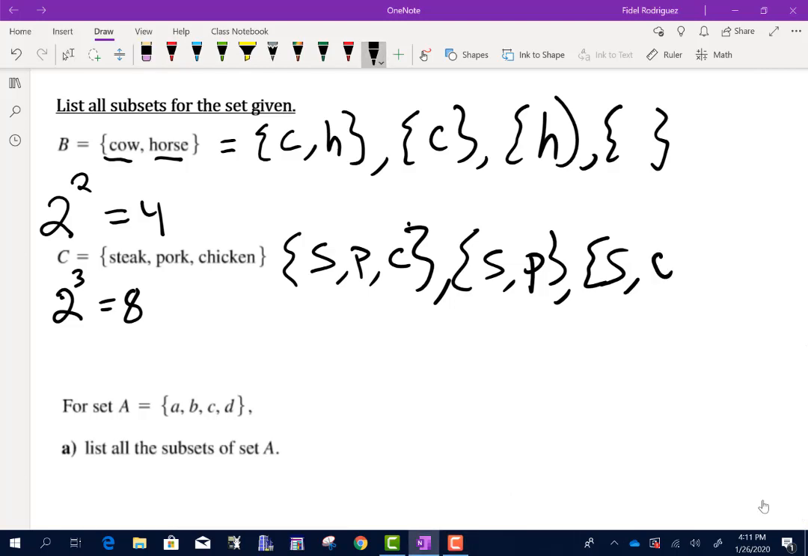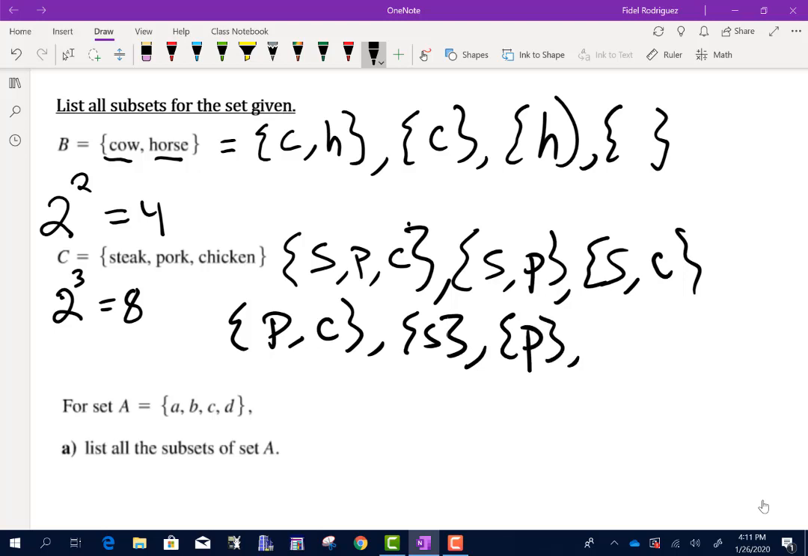Okay, we said steak and chicken. Let's see. Pork and chicken. And then one for just steak, one for just pork, one for just chicken, and then the empty set. 1, 2, 3, 4, 5, 6, 7, 8. There we go.